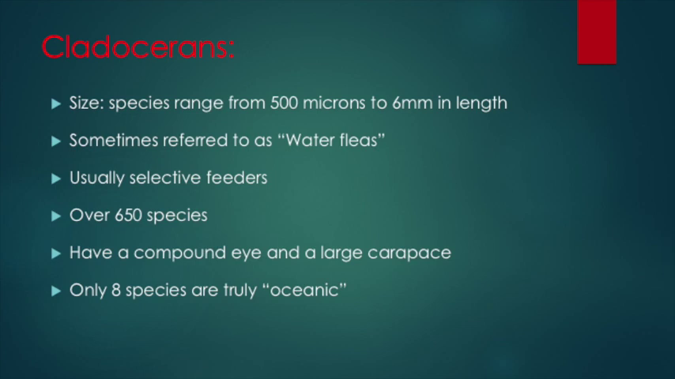And they're categorized by having a size range from about 500 microns to about 6 millimeters in length. And two very distinguishable traits about cladocerans are they have a compound eye and a large carapace that extends the whole length of its thorax pretty much. And they're most commonly referred to as water fleas. And you will see that based on the shape of them in coming slides. They're usually selective feeders, and there are over 650 species of cladocerans. And fun fact, only about 8 of them are truly oceanic.